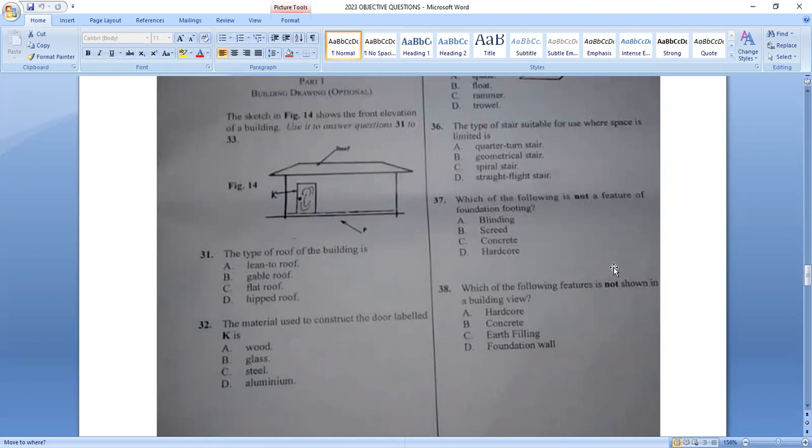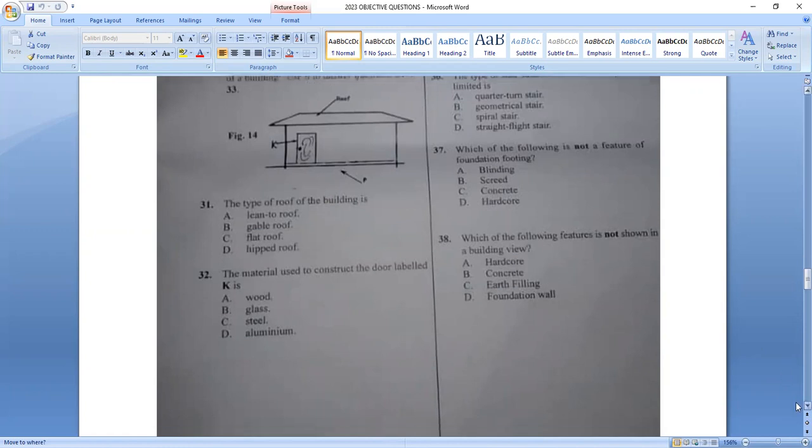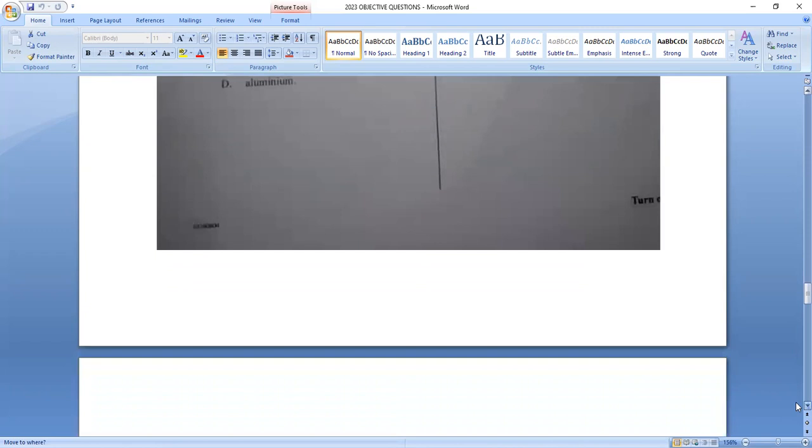Then move to question 37. Which of the following is not a feature of foundation footing? So the answer to the question is screed. Then we move to question 38 that says, which of the following features is not shown in a building view? That is foundation wall. So foundation wall, that's what I will choose in that case. Then move to question 39.